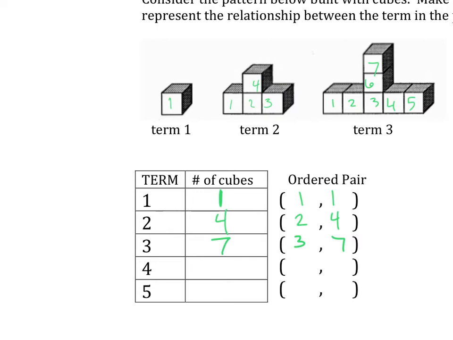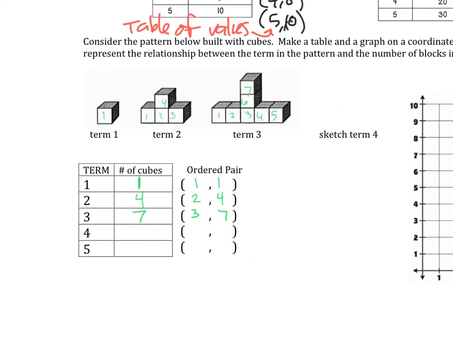Now for term 4, we want the number of cubes. We don't have term 4, so we're going to sketch term 4. There is definitely a pattern going on with these cubes. If you look at term number 2, for example, it had 3 on the bottom and 1 on the top. So we're just adding 1 on the left, 1 on top, and 1 on the right when we are drawing this pattern. That is our pattern. We need to add 1 more over here off to the side, 1 more cube over here, and 1 more cube up here.